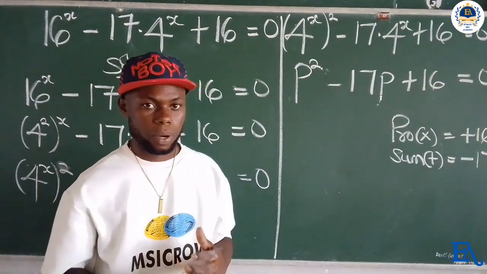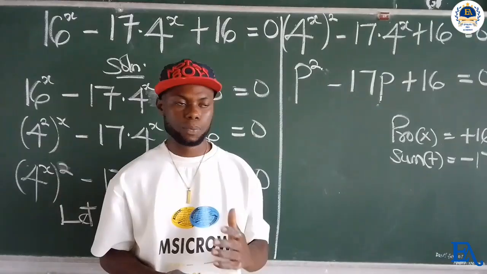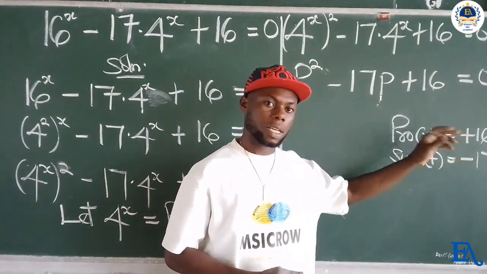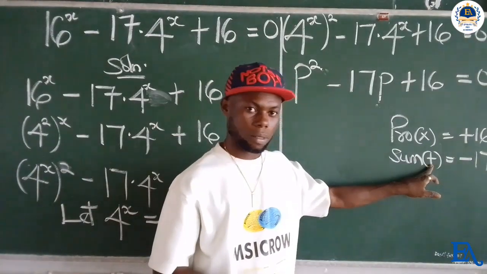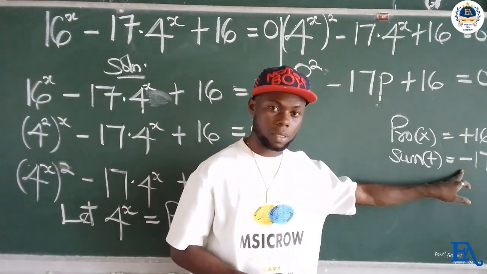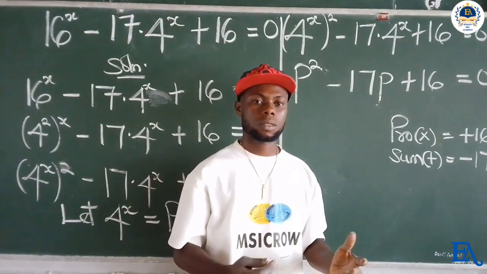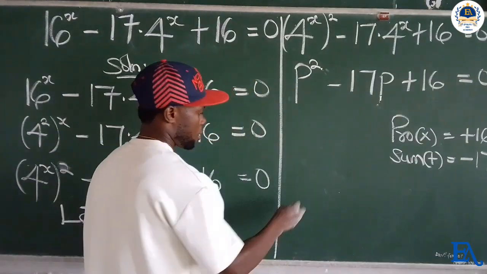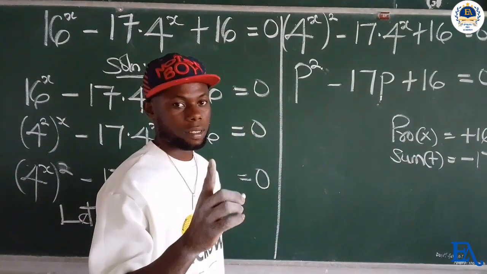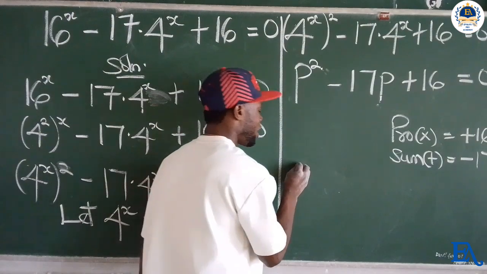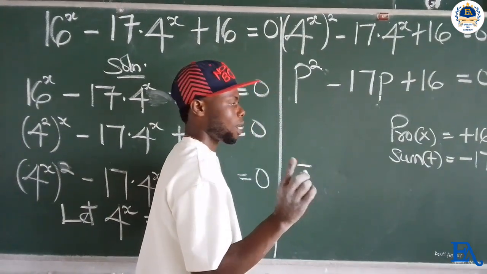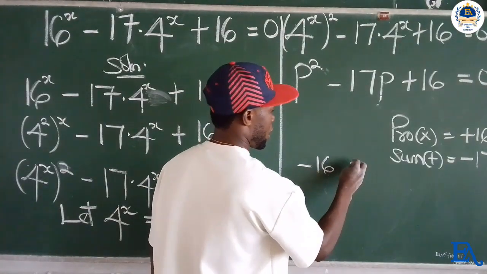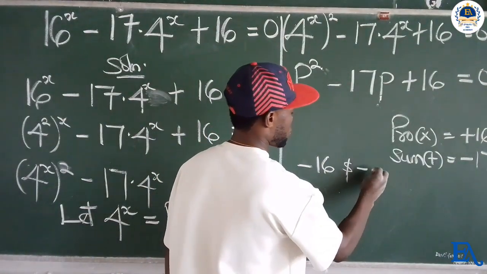Now think of two numbers. When you multiply, it will give you 16. And when that same two numbers are added, it will give you minus 17. What should those two numbers be? You can pause the video and think of the two numbers, but they are minus 16 and minus 1.